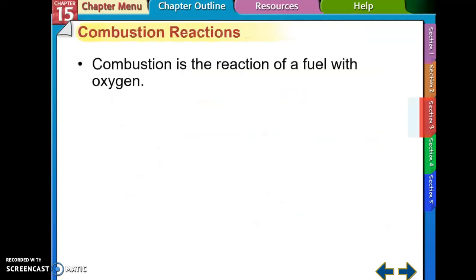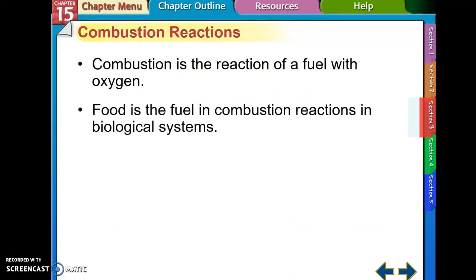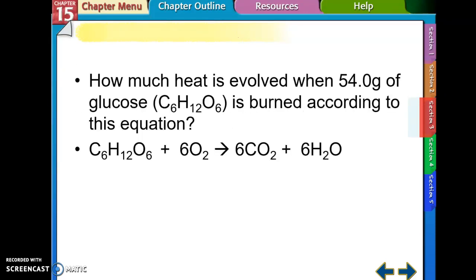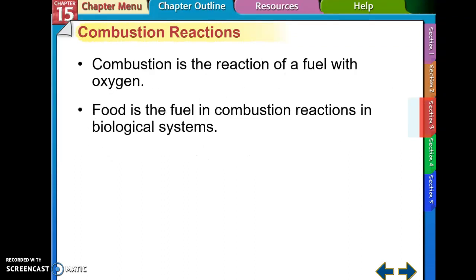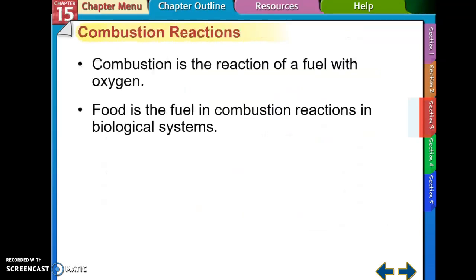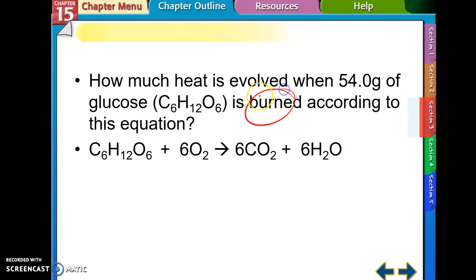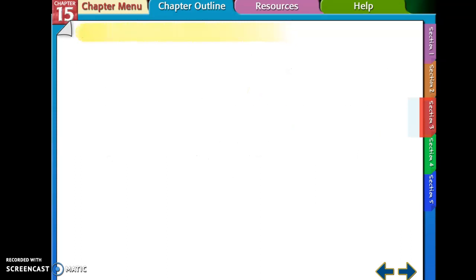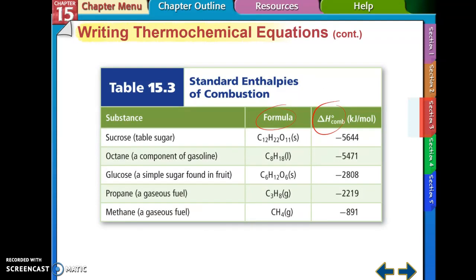So combustion is the reaction of a fuel with oxygen. We learned that in Chapter 9. And food is the fuel in combustion reactions inside of a biological system like our body. So right here it says how much heat is evolved when 54.0 grams of glucose is burned, according to this equation. Well, first off, let's go back here and look at delta H of combustion for glucose. We know it's combustion because it says right here that this burns. So since it burns, it's combustion. And our delta H for combustion of glucose is negative 2,808 kilojoules per mole.